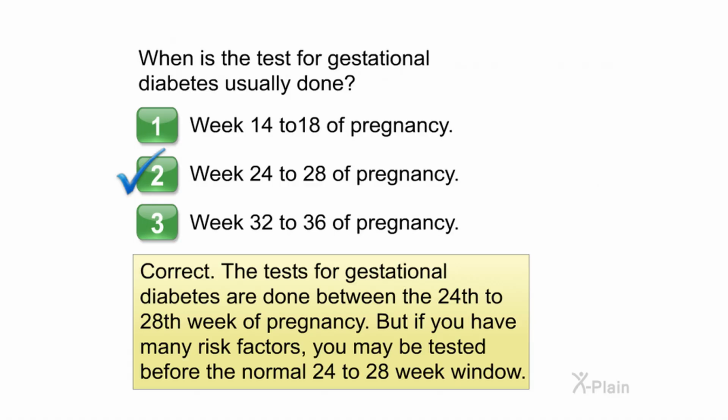Correct. The tests for gestational diabetes are done between the 24th to 28th week of pregnancy. But if you have many risk factors, you may be tested before the normal 24 to 28 week window.